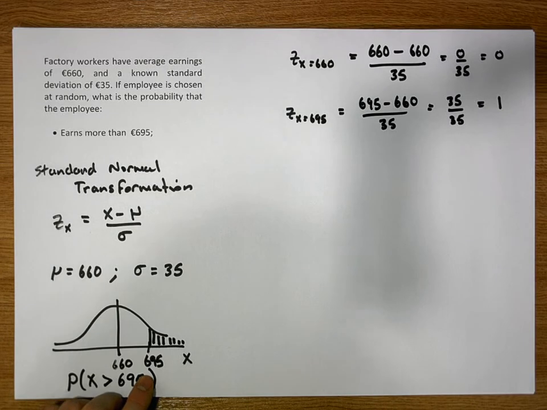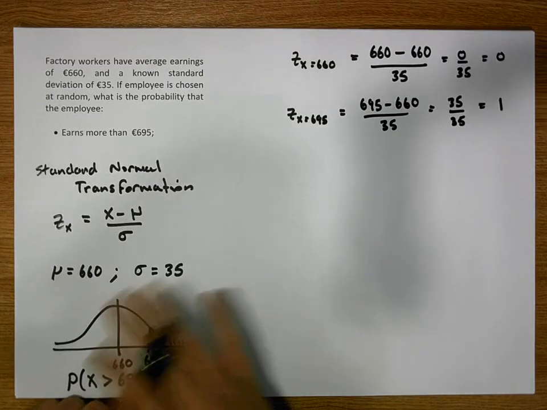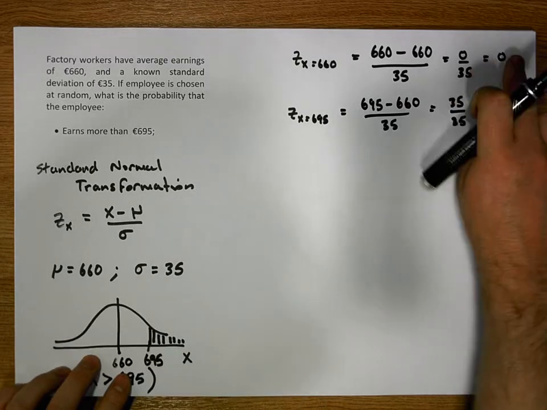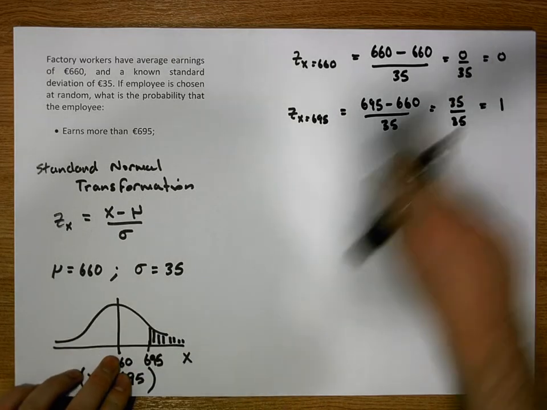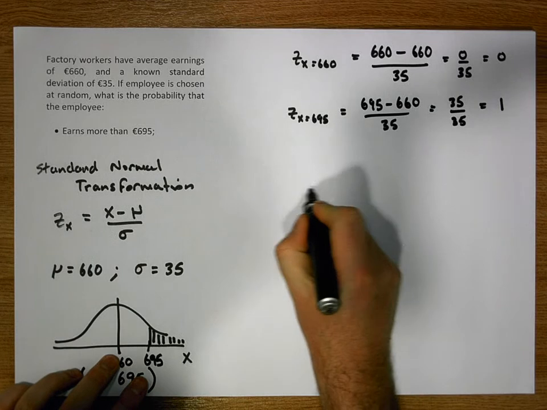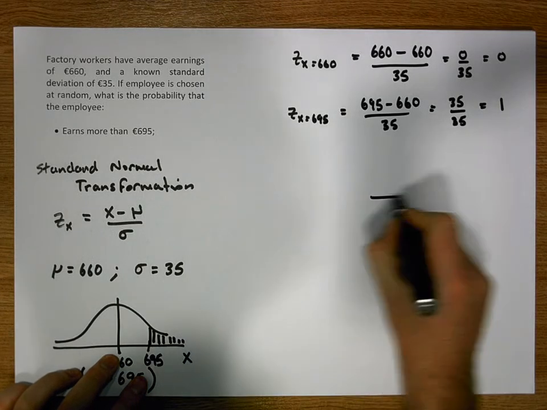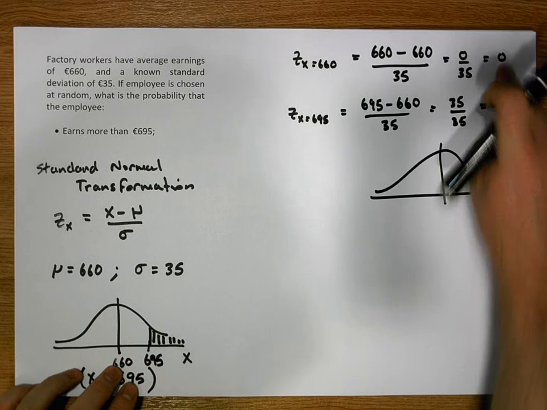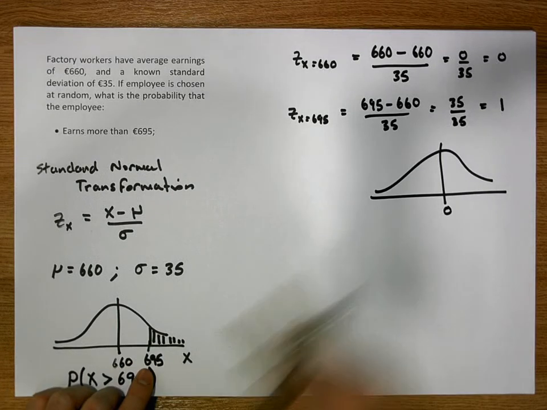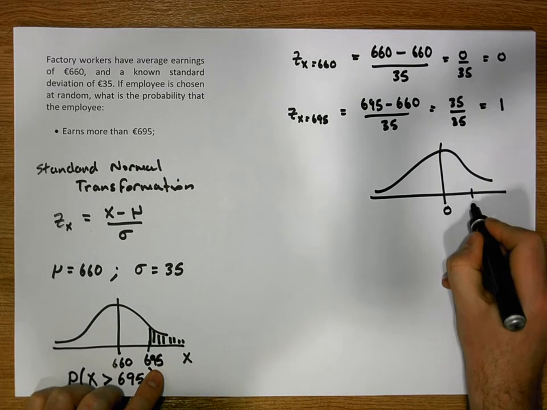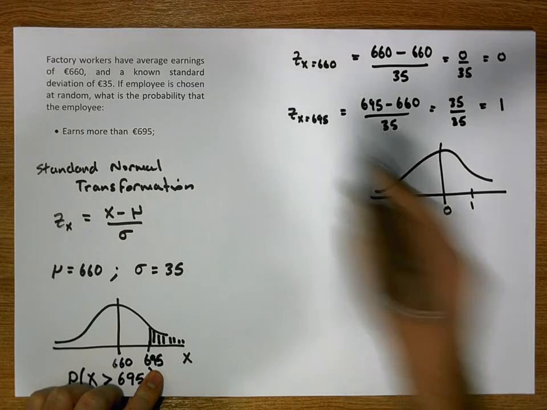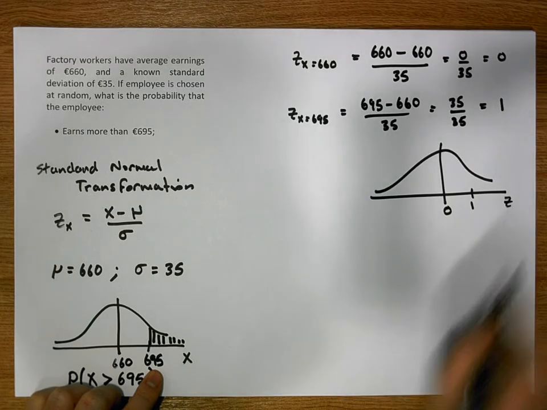Okay. So what we now know is that this particular curve has been shifted, its center point has been taken to 0. So this curve has now been taken to a standard normal curve. 660 went to 0, and 695 went to 1. Okay, and 1 is over here. And this horizontal axis now represents this standard normal variable z. Okay, so that's our z variable.